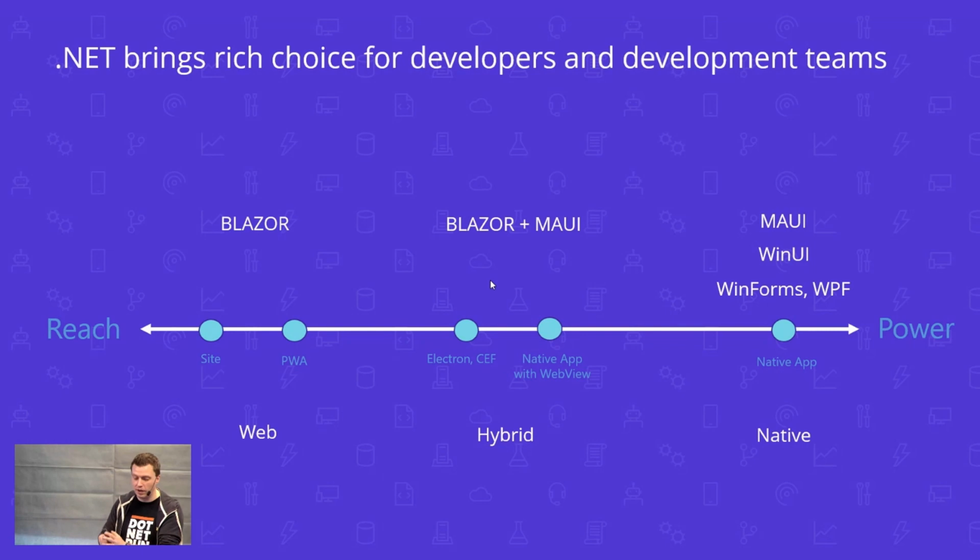You can run Blazor. In the middle, if you have maybe an existing Blazor application already and you want to reuse some of that code, you can go with Blazor and Maui and also go the cross-platform route. If you really want the power of a platform, then you can go with, depending on your scenario, Maui, WinUI if you want Windows only, WinForms, WPF if that's still something that you can use. But that leverages really the power of the platform that you want to run on.